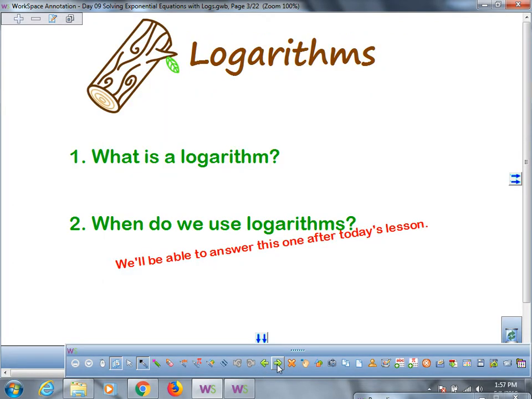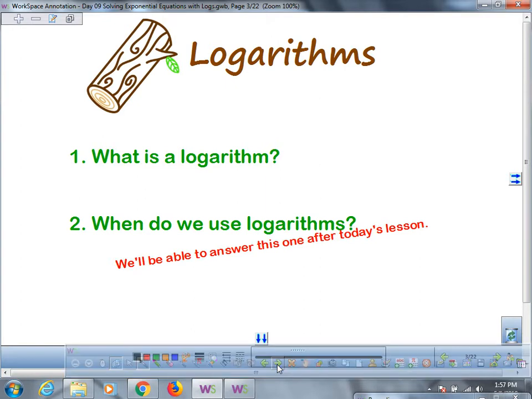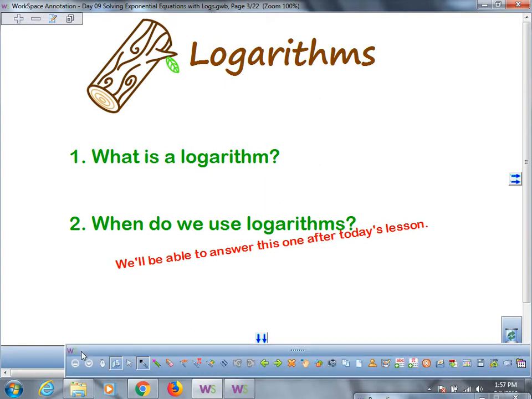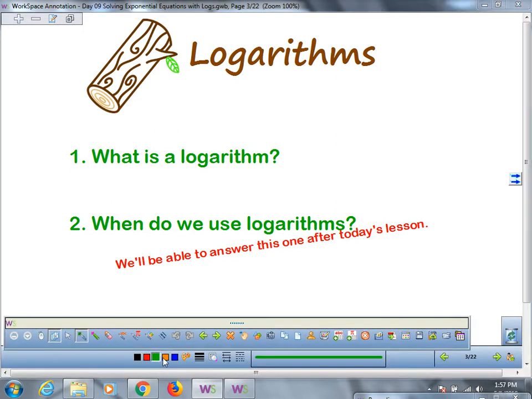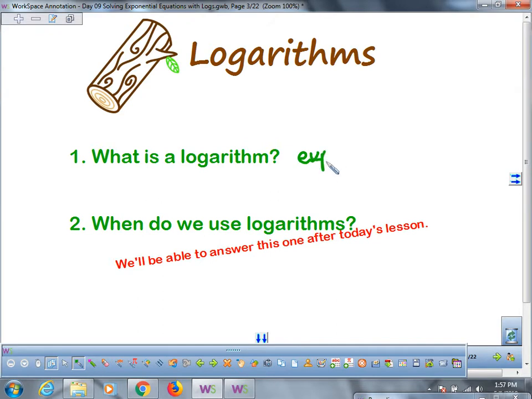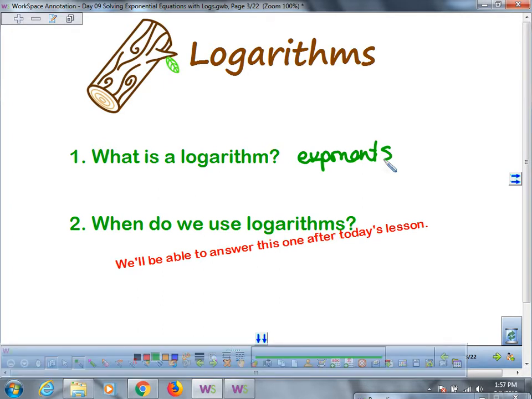So what's a logarithm? An exponent. It's an inverse of an exponential function. Logarithms are exponents. So when do we use them? We can figure it out after today's lesson, right? That's when we are going to use logarithms. We're going to use them today.